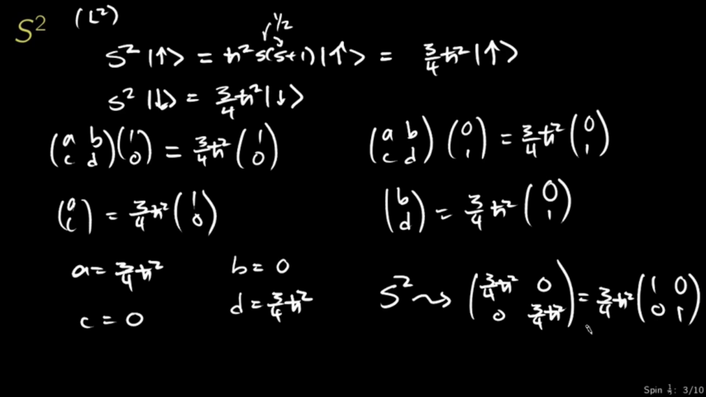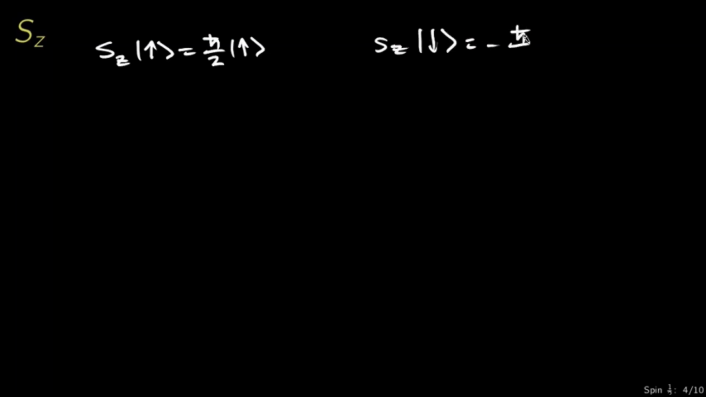What other operators do we have to work with? The next one to consider is the other one where we have easy eigenvalues, S sub z. We know what S sub z does. Similarly, S sub z acting on our spin up ket gives us ħ/2, our positive eigenvalue, times our spin up ket. S sub z acting on spin down gives us minus ħ/2 times our down ket.